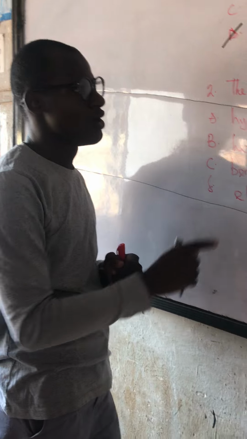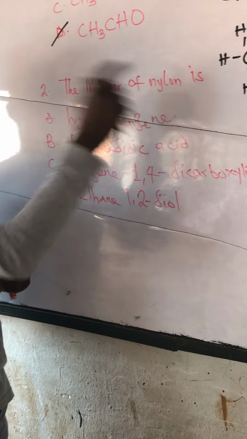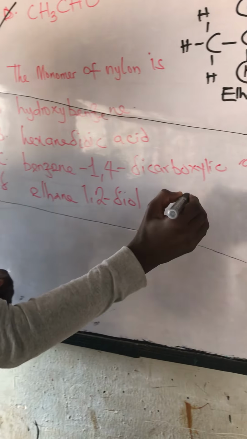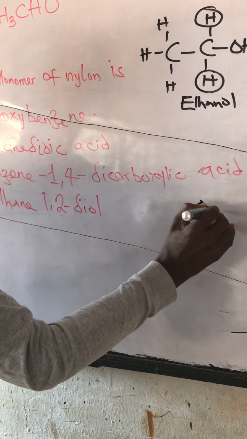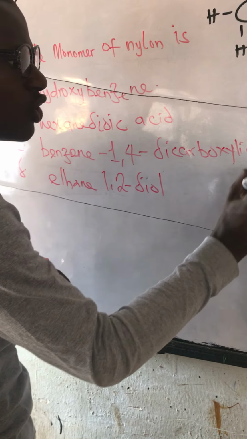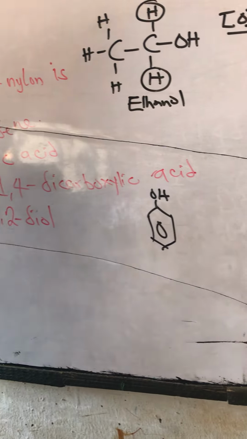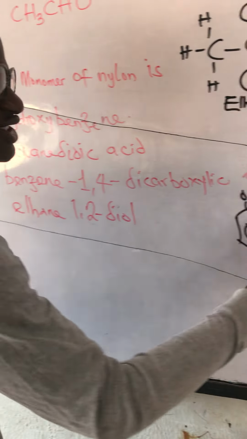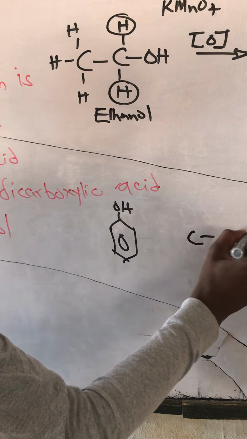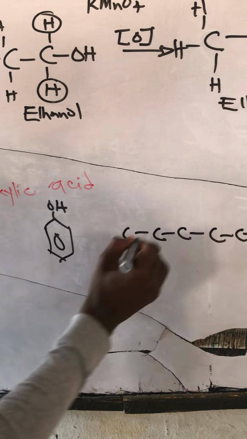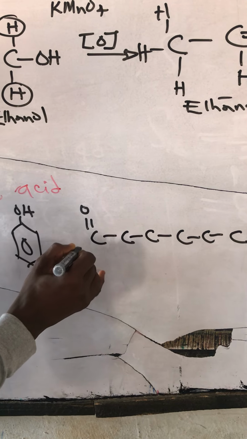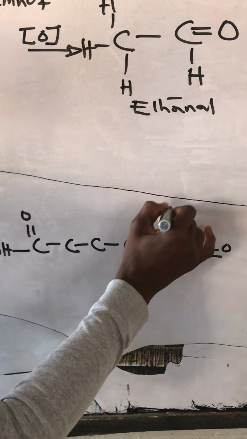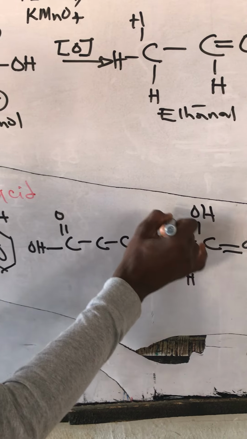Now question number 2. We have that the monomer of nylon is, they gave us hydroxybenzene. Now what is the structure of hydroxybenzene? They say hydroxybenzene is otherwise known as phenol. This is what we call hydroxybenzene. Also, we have hexanedioic acid. That is, we have 6 carbons, 1, 2, 3, 4, 5, 6. Then I say dioic acid. We have double bond to O, single bond to OH. We have double bond to O, single bond to OH. Here we have H, here H, H.